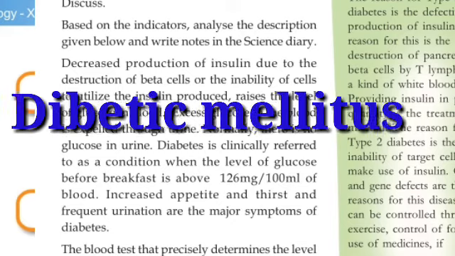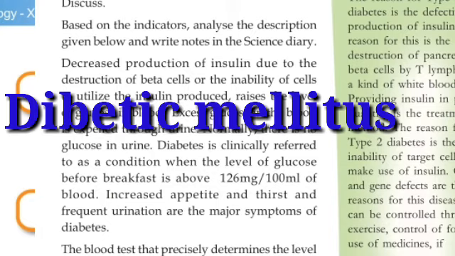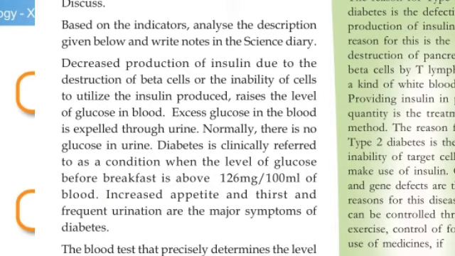Dear students, now we are discussing diabetes mellitus. This is a condition due to high glucose levels, known as prameham. It is caused by decreased production of insulin due to destruction of beta cells, or inability of the cells to utilize the insulin produced. So the glucose level rises due to deficiency or malfunctioning of insulin.